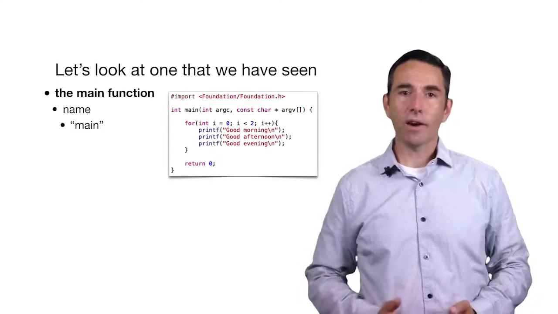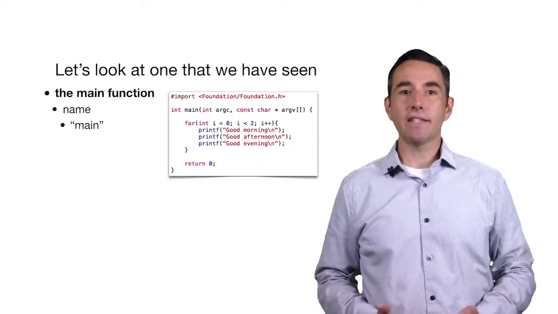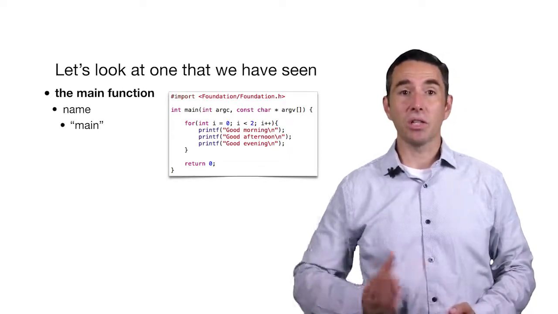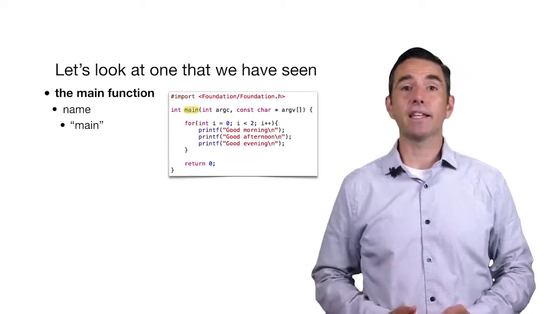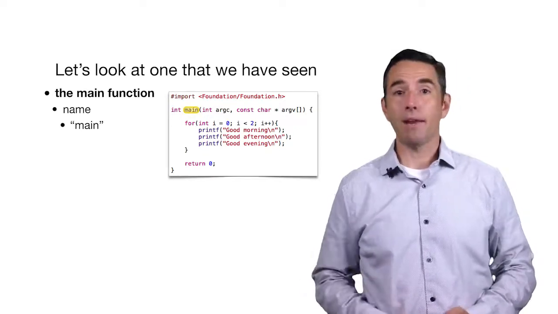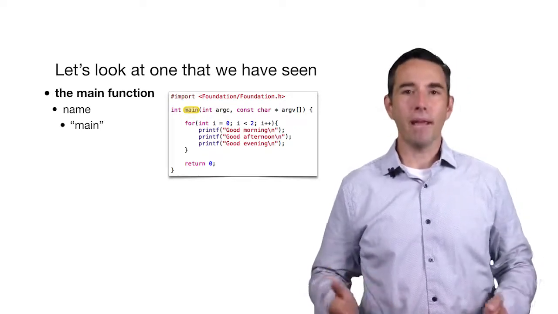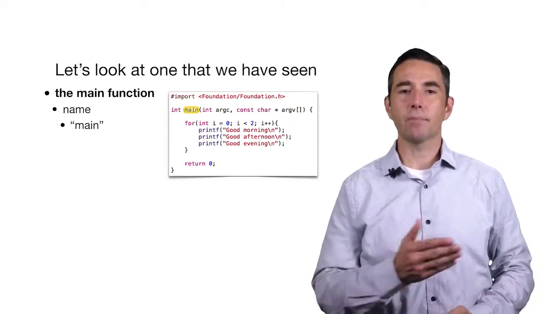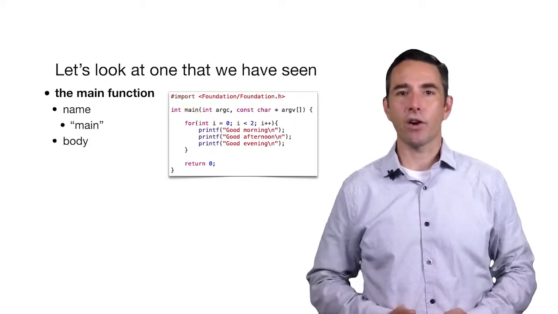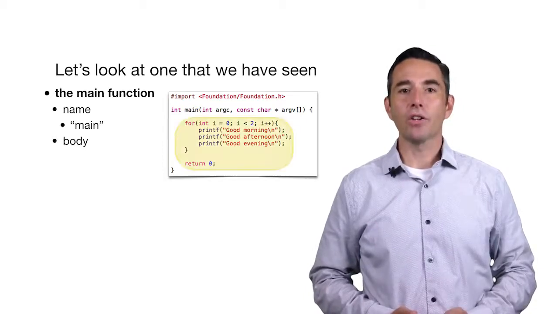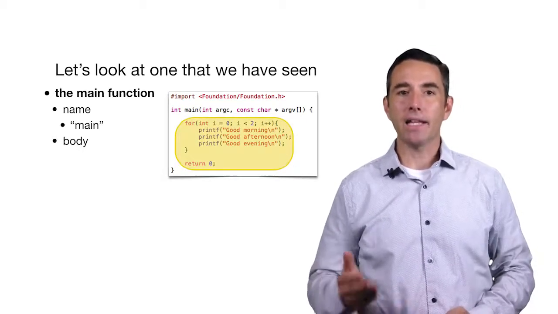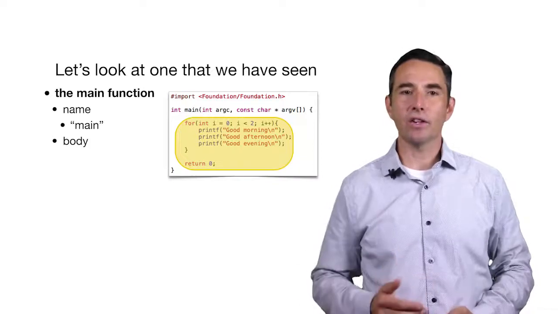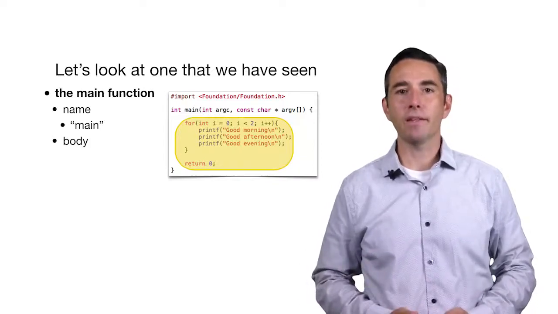So let's look at one that we've already seen. We've already seen in previous examples the function main. We haven't really looked at it in detail, so let's break it down into the different components. So for starters, the main function has a name, and the name of the main function is main. And you can see it here. That's the place in the syntax where the name of a function goes. Functions also, as we said, have a body, and the body is the code that defines it. And in this function, it's the loop with the 3 printf statements.